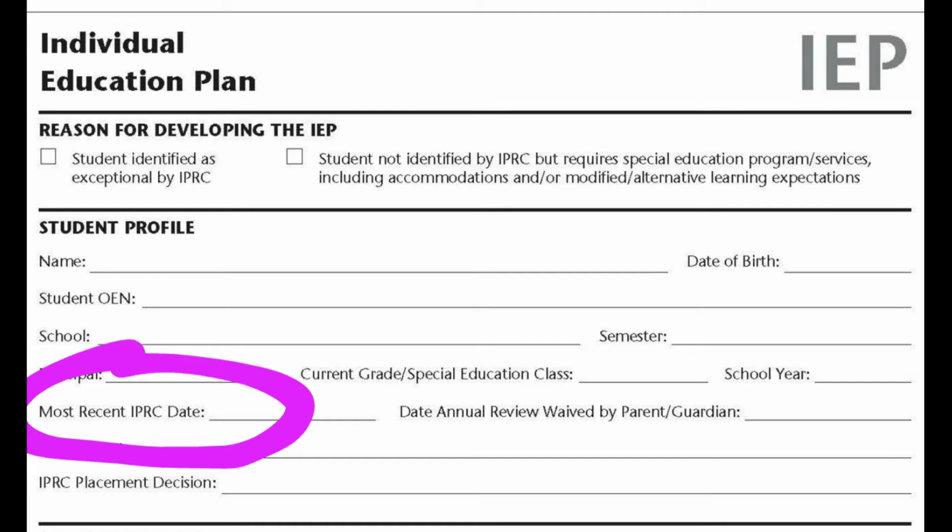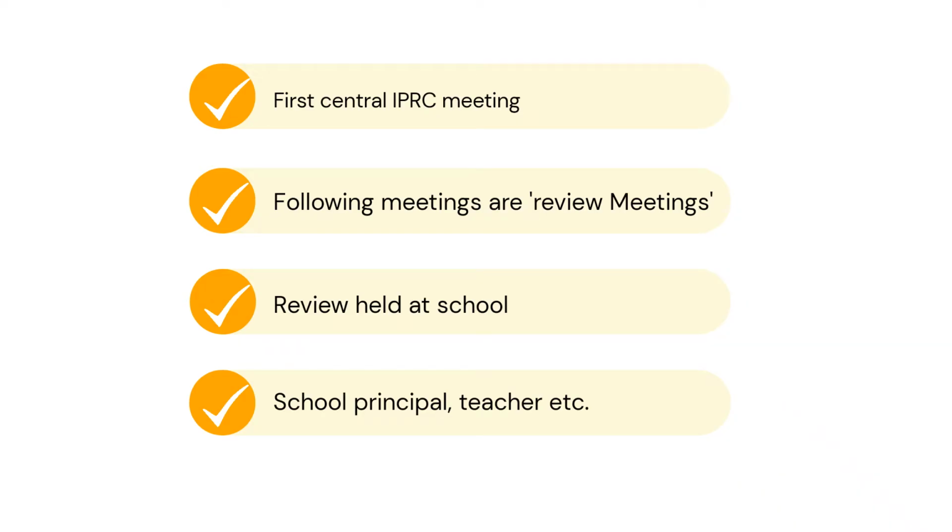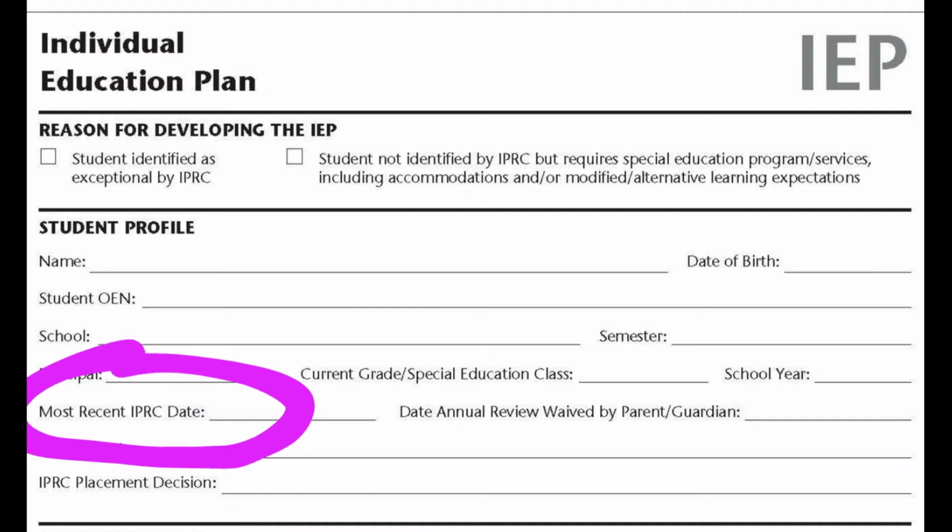Most recent IPRC dates. The first central IPRC meeting that takes place for a student is called the original IPRC. Once a student has had an original IPRC, there is a review IPRC meeting held every year. This meeting usually looks at the strengths, needs, exceptionality, and program placements. This IPRC review is normally held at the student's own school with the student's own principal or vice principal, the special education representative, the teacher, and the parent or guardian.